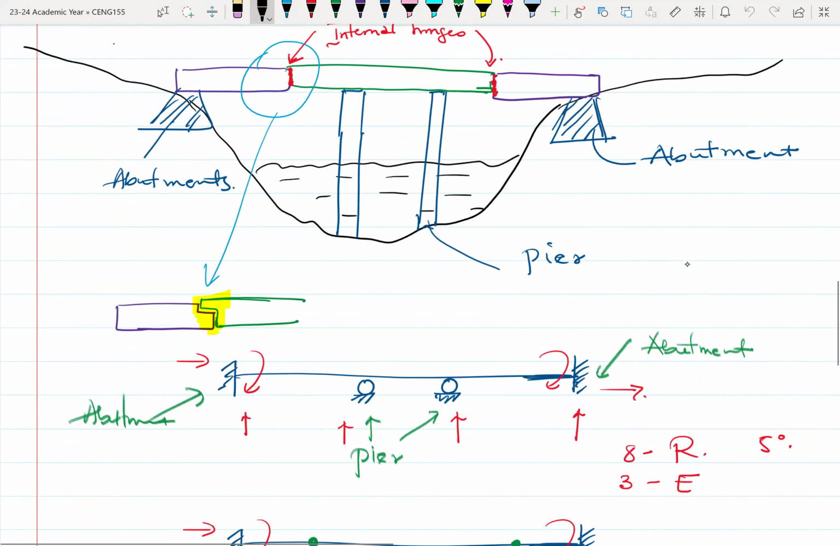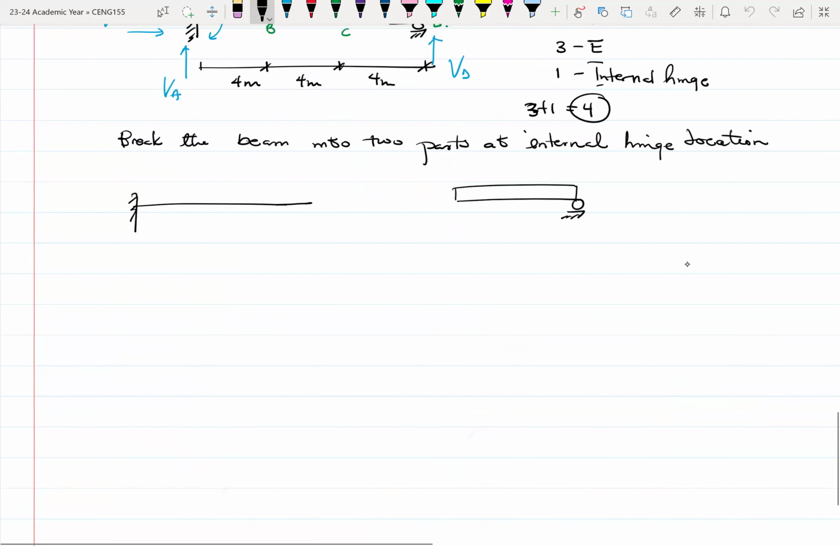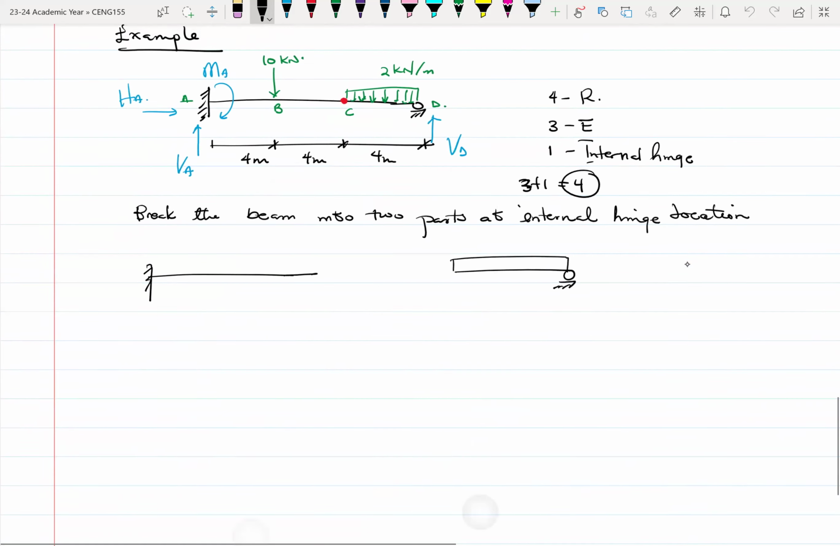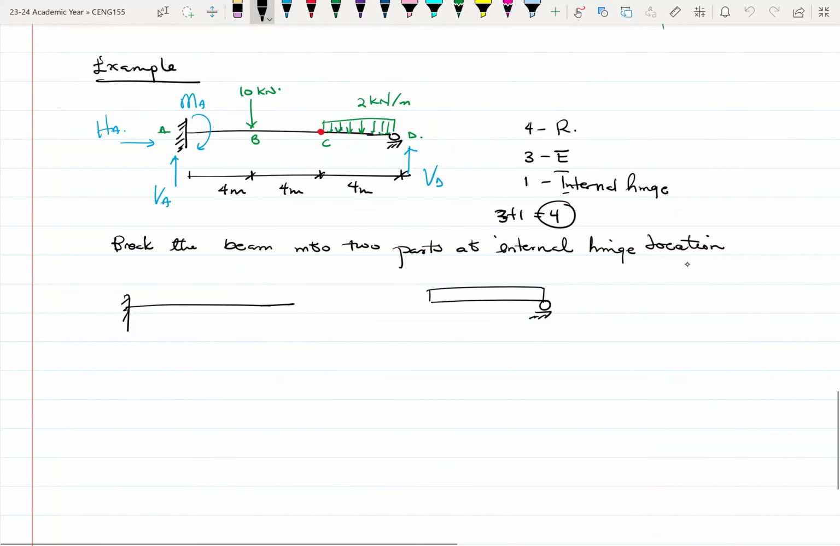So we are solving a problem. Let's continue with it. The reactions are 4 because someone wants to know why the reactions aren't 5. They are 4 because the fixed support reactions aren't 6.